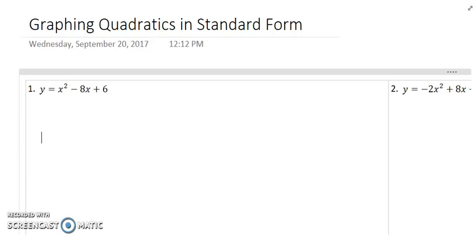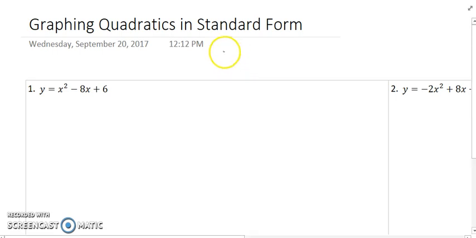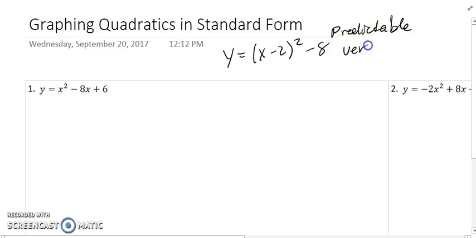So today we're going to talk about graphing quadratics in standard form, and why this exists and all that kind of stuff. Before we taught this, we've been taught vertex form. So we're used to things with a squared in them looking something like this, and it's predictable, and we call it vertex form. Okay, that's what we call it.